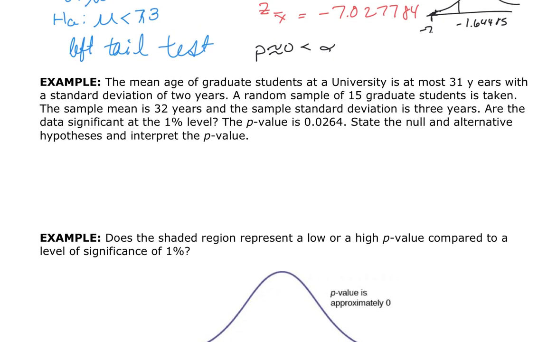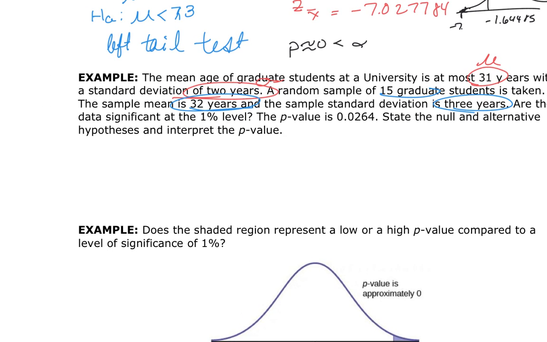The mean age of a graduate student at a university is at most 31 years with a standard deviation of 2 years. Once again, they're giving me the mu and telling me the standard deviation, so they're giving me sigma for the population. A random sample of 15 graduates is taken. The sample mean is 32. The sample standard deviation is 3 years. So this is my X bar, and this right here is my S, my standard deviation for the sample.